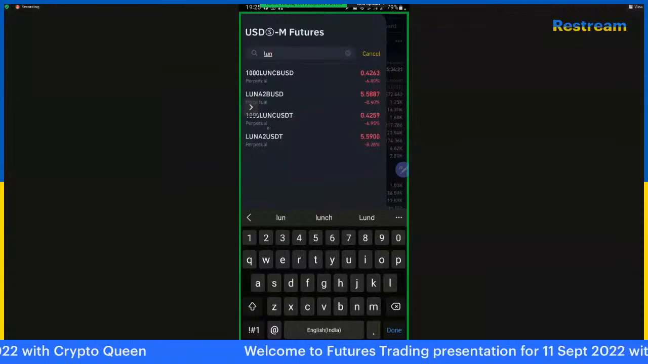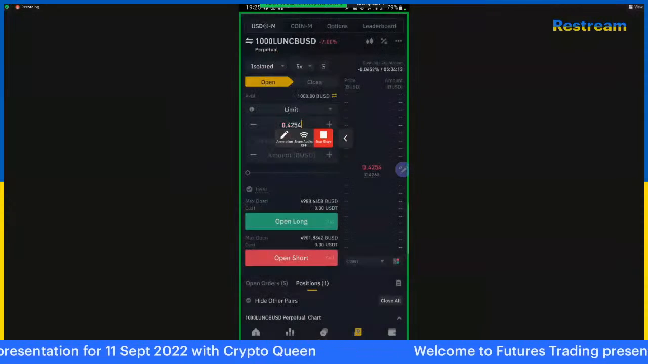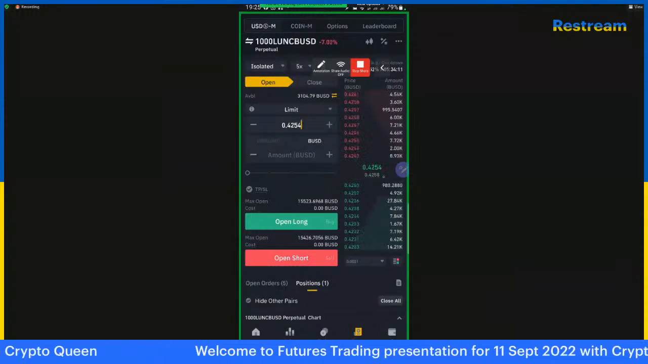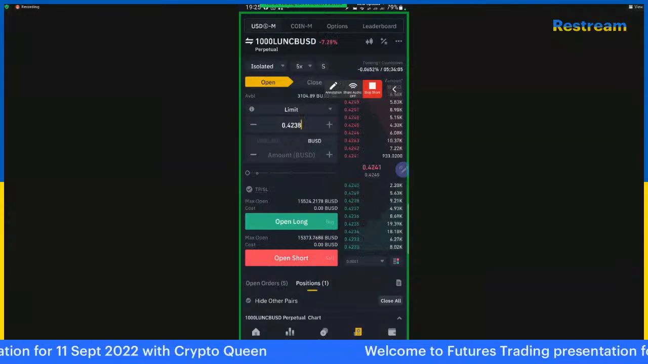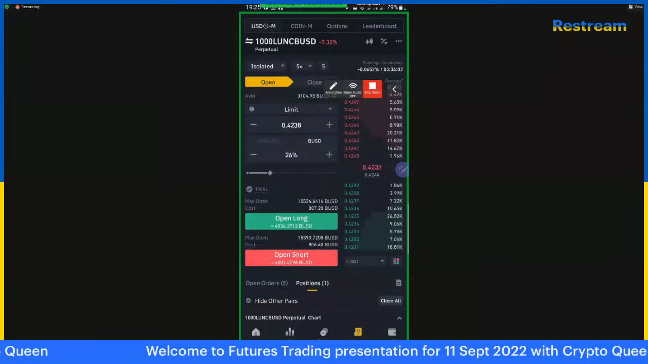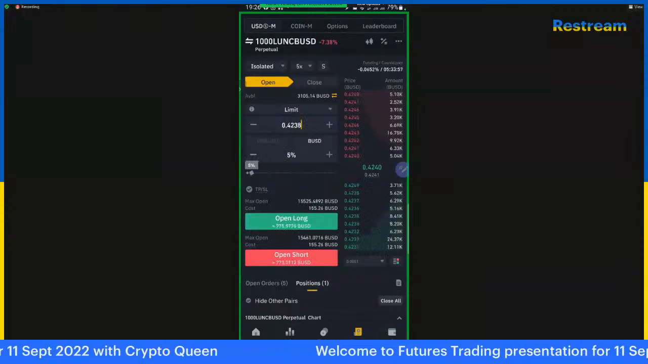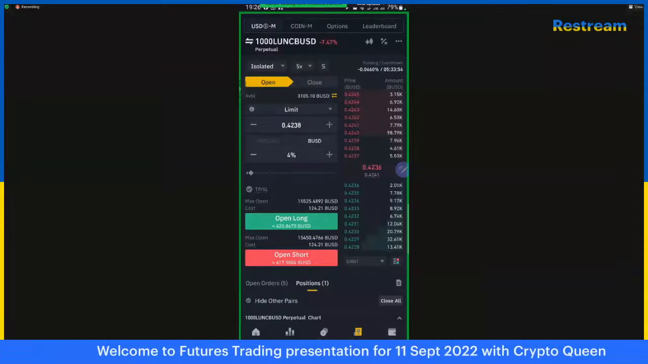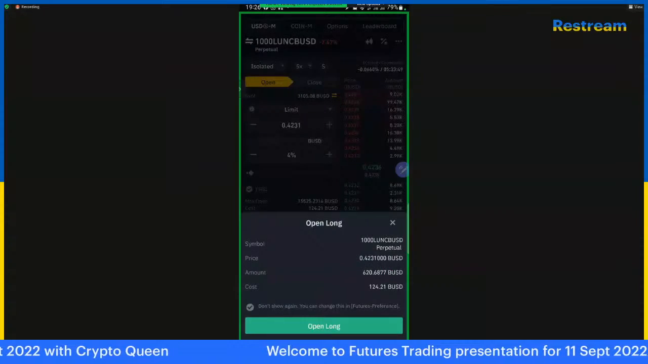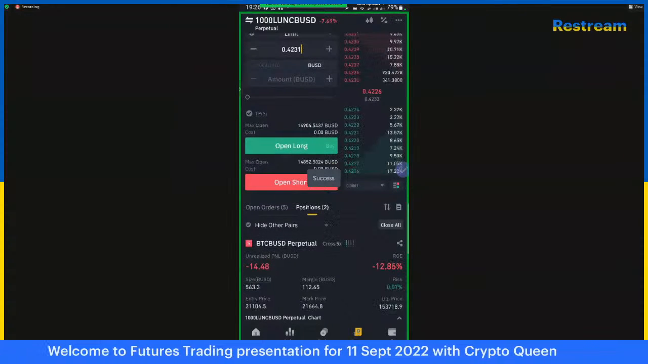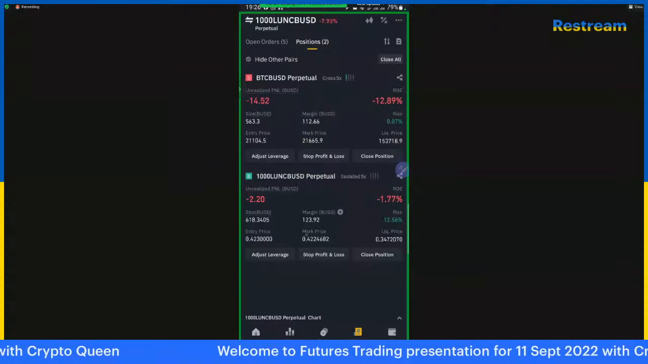I don't have Luna here. What I have is Lunas, so let me just take it. I'm going to long this coin on isolated 5x, $12. So I've taken a position for Luna. Wow, I didn't even check, it was 123.